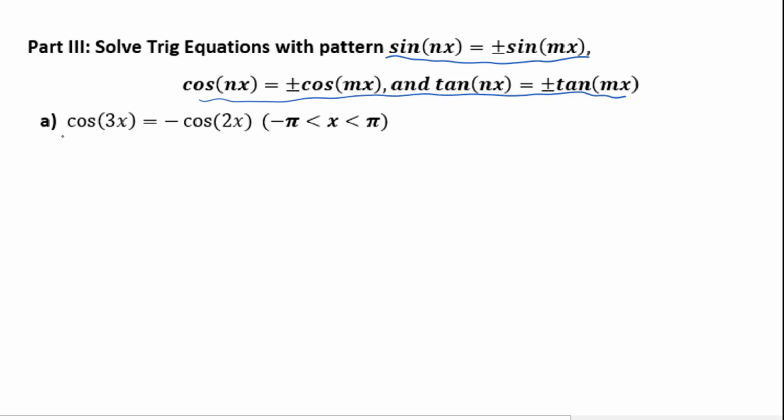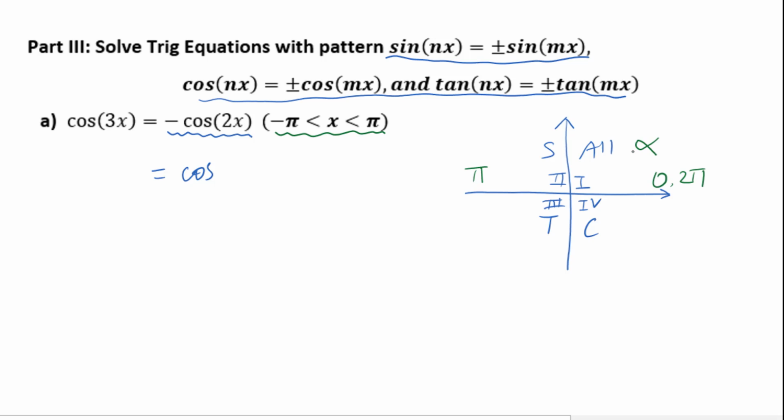Let's go to example A. Cosine 3x equals negative cosine 2x, where x is greater than negative pi and less than pi. Let's go to the diagram. The reference angle alpha. Here is pi minus alpha. This is pi plus alpha and 2 pi minus alpha. First of all, we will decide in which quadrant cosine is negative. In the second and then the third quadrant.